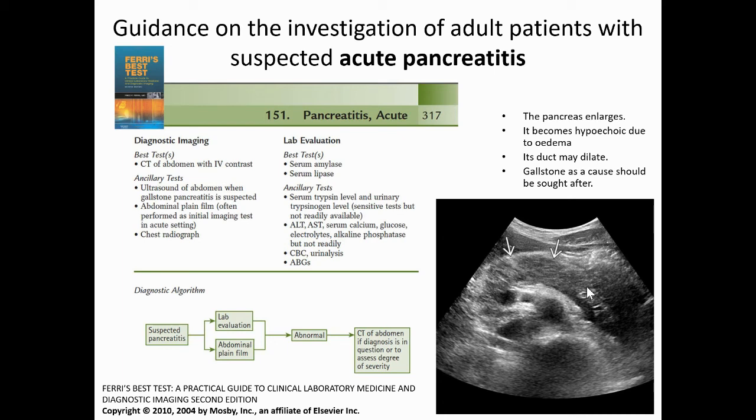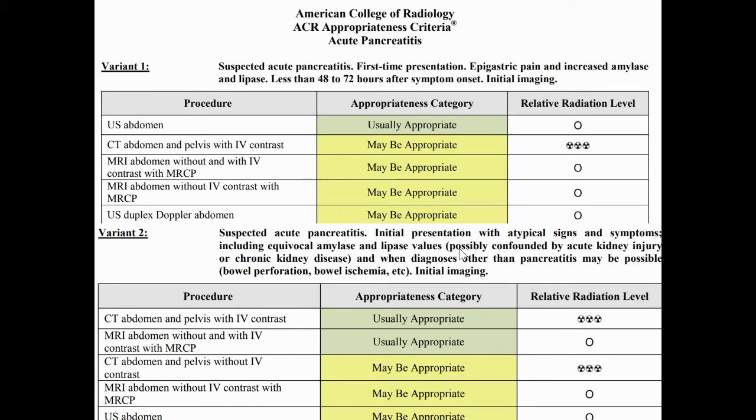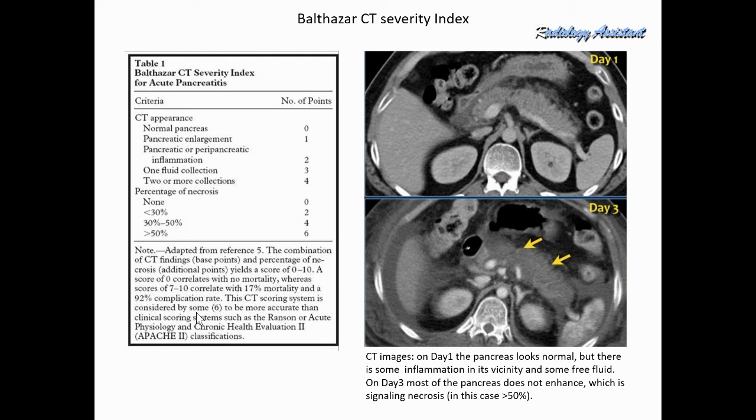If the laboratory findings or the ultrasound findings are equivocal, then we can perform CT, but again, that's radiation, that's a costly type of examination. So our first imaging modality would be ultrasound as per ACR guidelines, and if we are not sure, then we can perform CT later on.